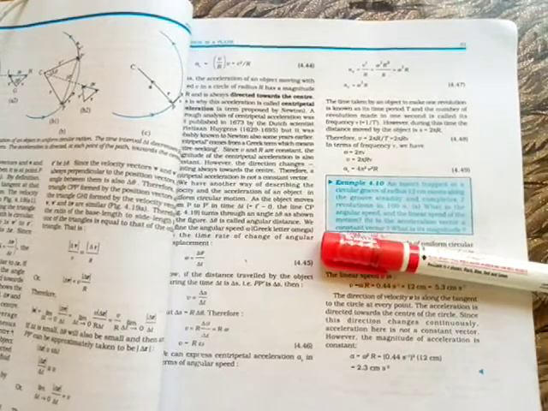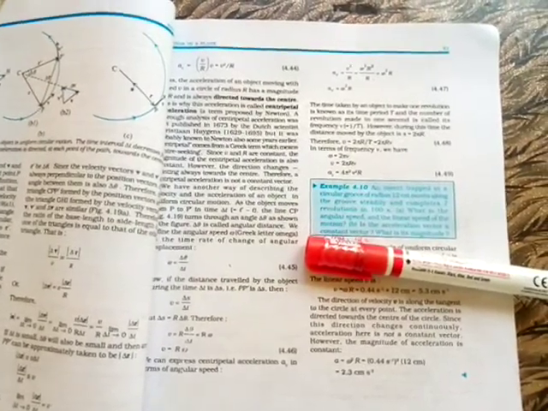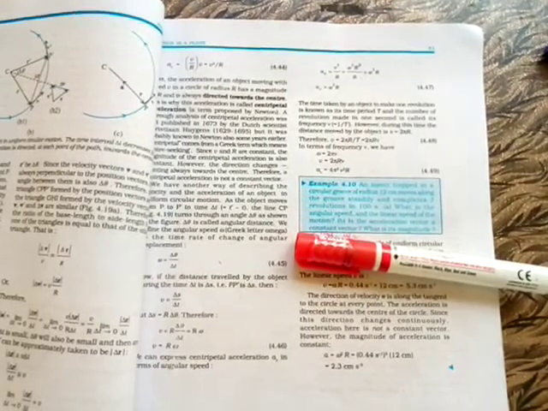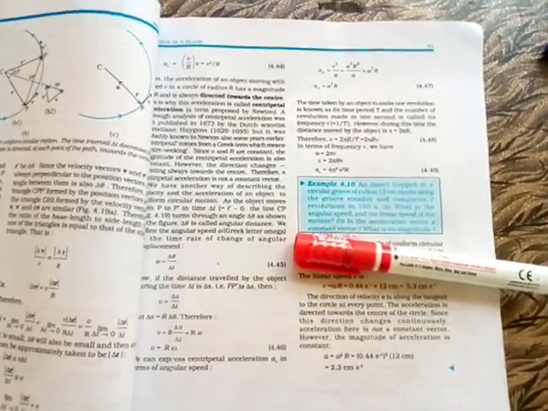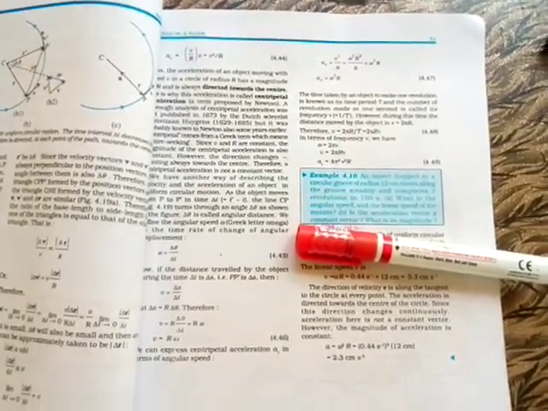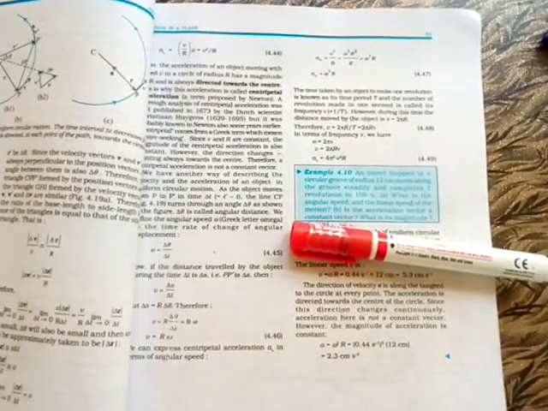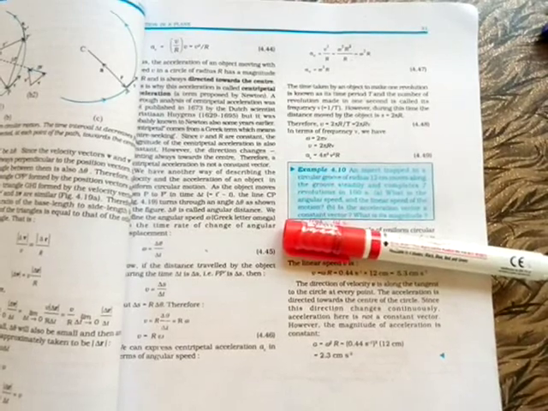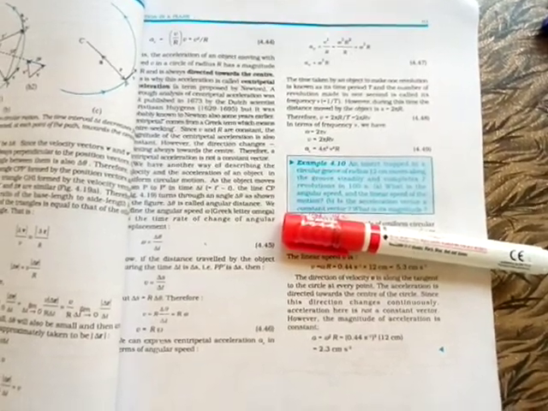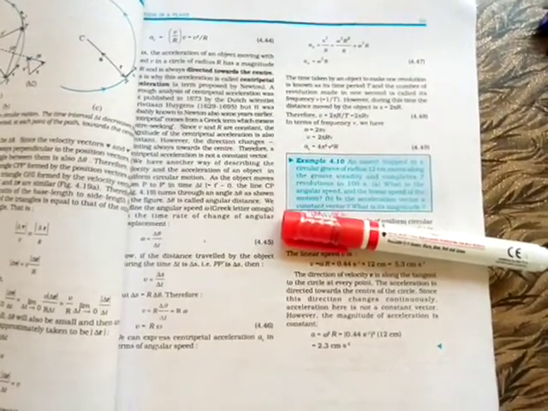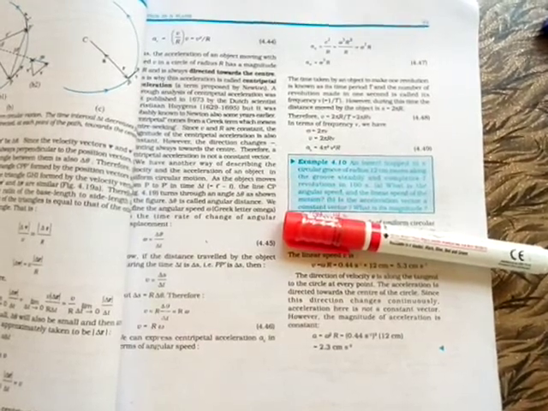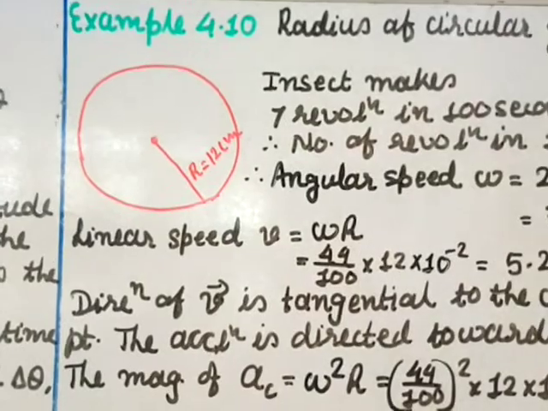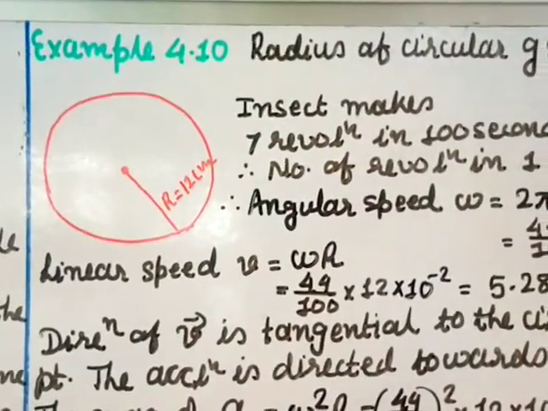Example 4.10. An insect trapped in a circular groove of radius 12 cm moves along the groove steadily and completes 7 revolutions in 100 seconds. Part A: What is the angular speed and the linear speed of the motion? Part B: Is the acceleration vector a constant vector? What is its magnitude?